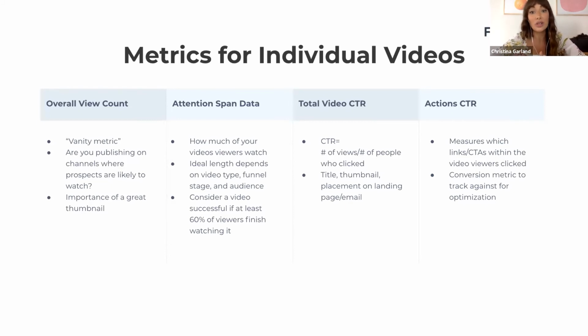The best thing you can do to increase a video's click-through rate is actually make it the main focal point in either your landing page or your email. And lastly, we have our action click-through rate. So similar to the video CTR, the action CTR measures which links or interactive elements within the video were clicked.